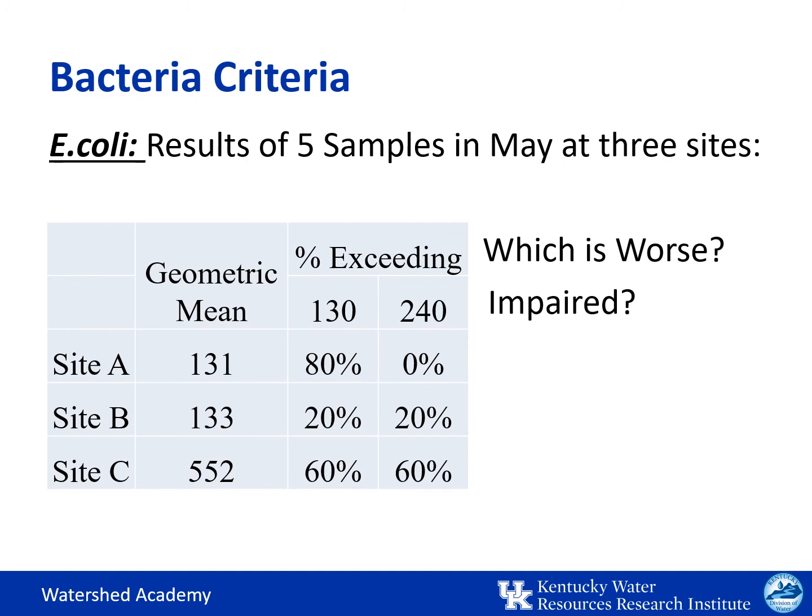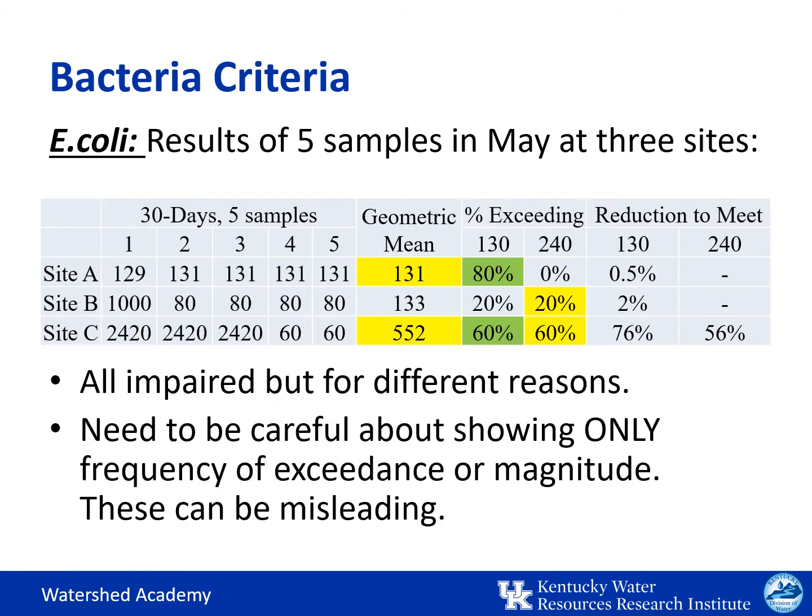So you can see if you have the geometric mean, site A and site B are pretty similar, but they're just close to that value. Site C is a lot higher, but the summary statistics were hiding some of that data. You can see these are the results that are behind it. So you have a geometric mean of 131, but because all the results were just slightly above that 130 criterion, you get a whole lot that's slightly exceeding. But if you look at the reduction to meet the value, you can get some more information.